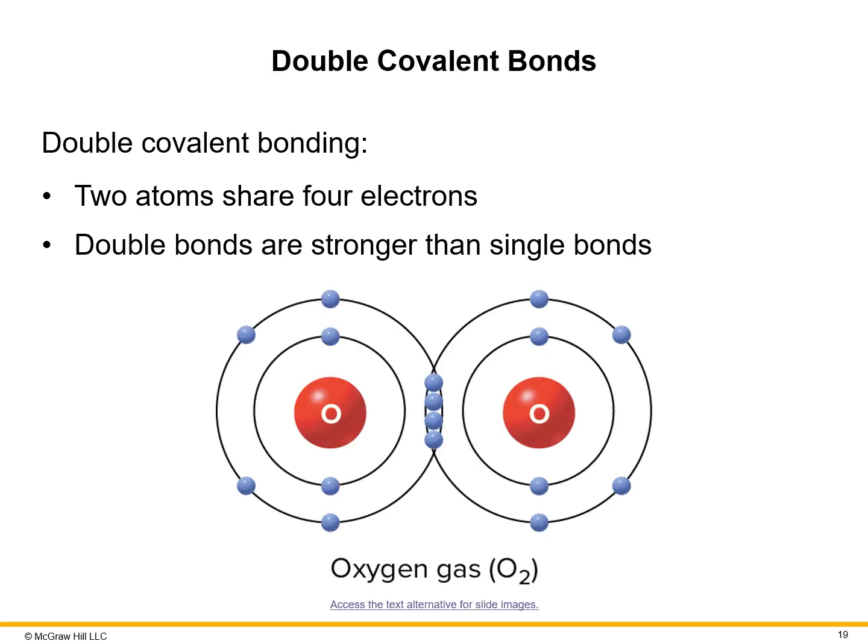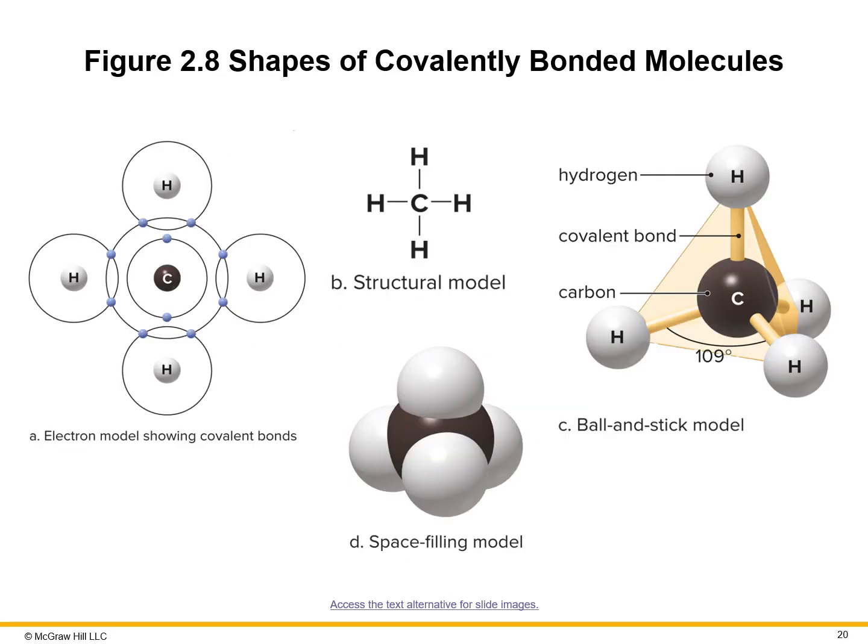You can also have double covalent bonds. That's where 2 atoms share 4 electrons, and double bonds, this is really the main thing that you get off of this slide, is that you can have a double bond. You can even have a triple bond. But double bonds are stronger than single bonds, so they're harder to break if you need to break them for any reason. I'll move on past this. You can actually look at that on page 27 if you'd like.